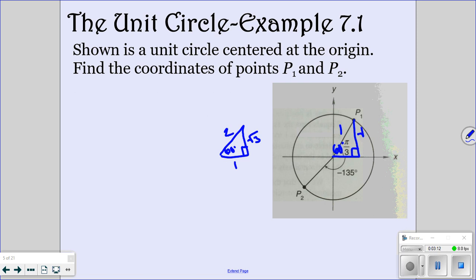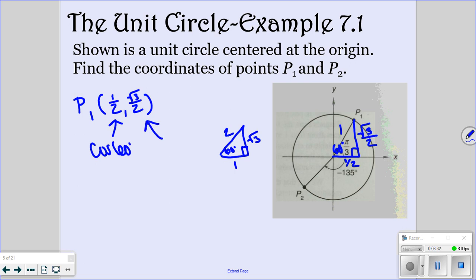So this side length is going to be square root of 3 over 2, and this one is going to be 1 over 2. And so the coordinates for P1 are going to be 1/2, square root of 3 over 2. This is basically the cosine of 60 degrees, and this one is basically the sine of 60 degrees. So if you want to do it using that information, you can do it that way.